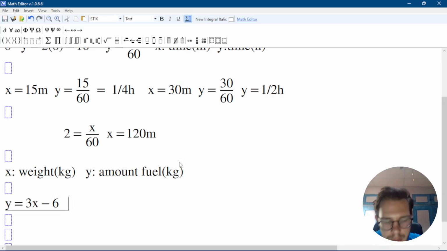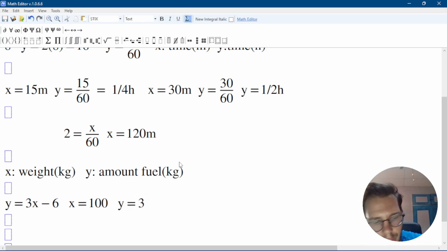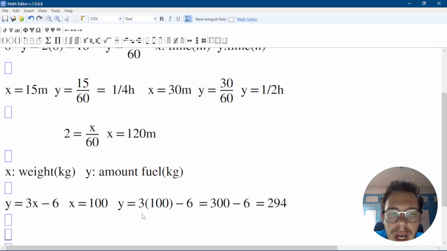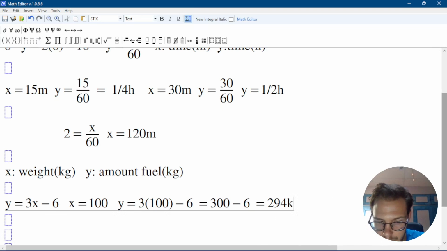So let's say x is equal to 100 kilograms. Then y is equal to 3 times 100 minus 6. So that's equal to 300 minus 6, which is equal to 294. So with the weight of 100 kilograms, the amount of fuel we need is 294 kilograms.